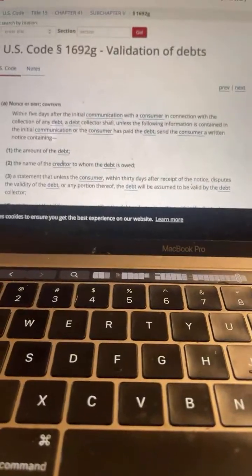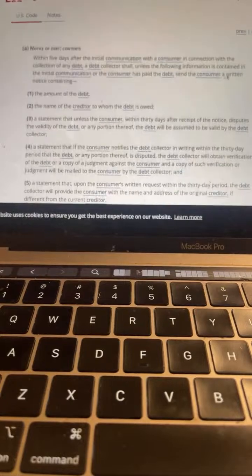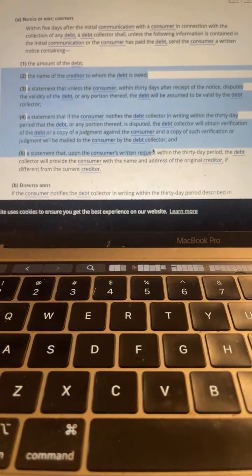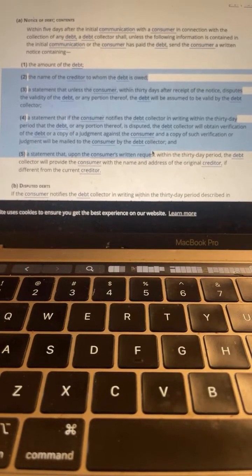All right, we got a 5. So, if that's the case, then I want you guys to request their method of verification. And I like to use 15 U.S.C. 1692g because there's 5 things that they're obligated to share with you when validating any debt.